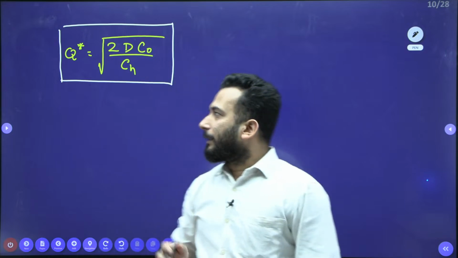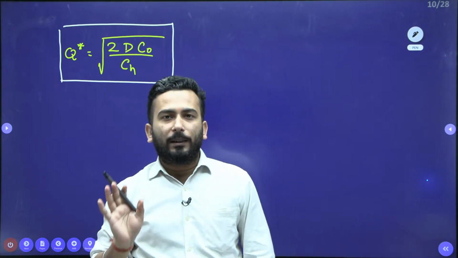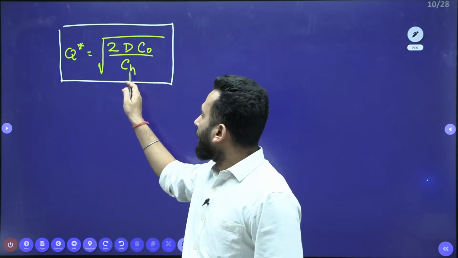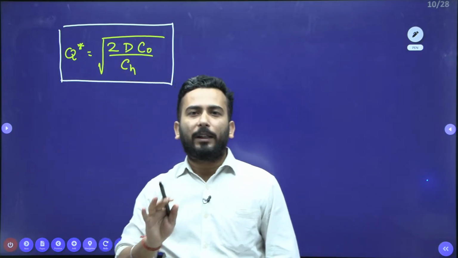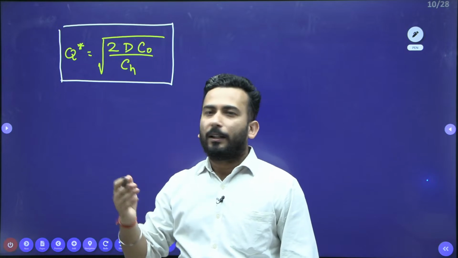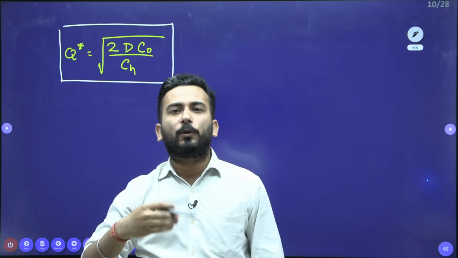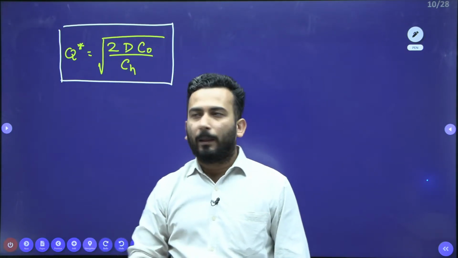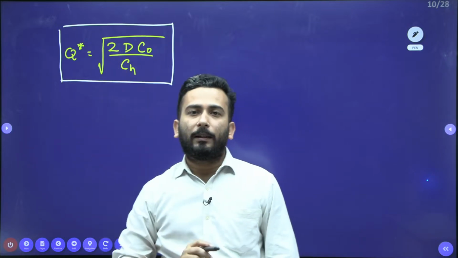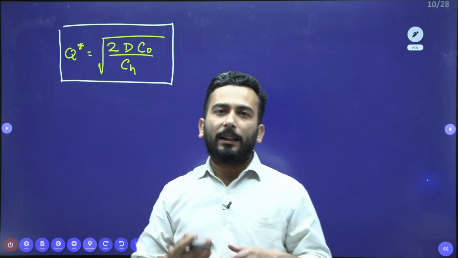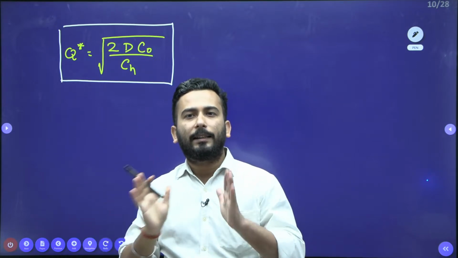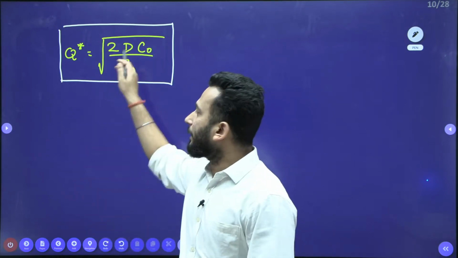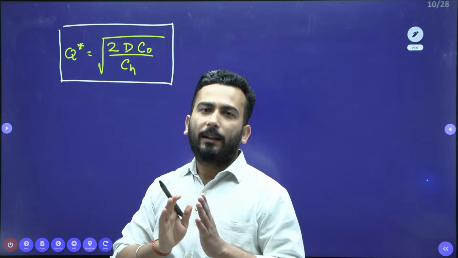Now my dear friends, the only important thing I will tell regarding this formula is CH and D. D is, let's say, the annual demand, that means per year. So CH should also be per year only. Suppose this is monthly demand, so CH should be cost per month. Daily demand, so per day. That's it. The units should be consistent, then only it will give you the correct result, yes or no?